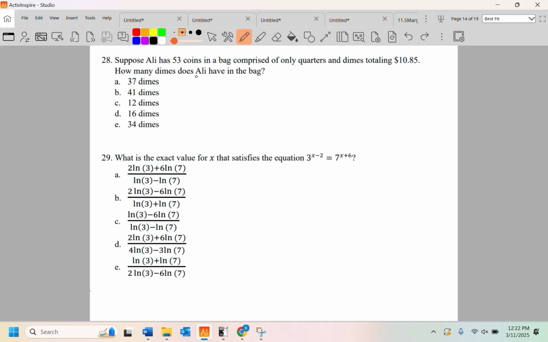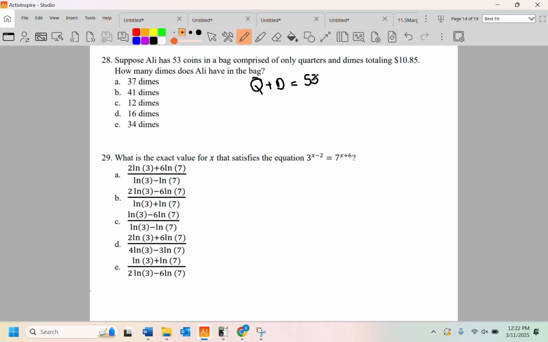Suppose Allie has 53 coins in a bag composed of only quarters and dimes, totaling $10.85. How many dimes does Allie have in the bag? Like a super easy problem. All right, so we have 53 coins. That means that the number of quarters plus the number of dimes must equal 53.